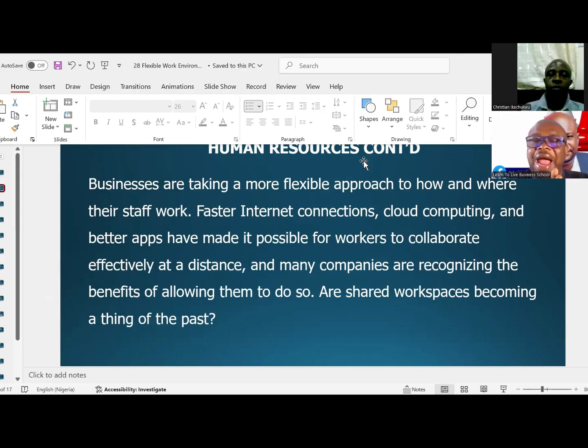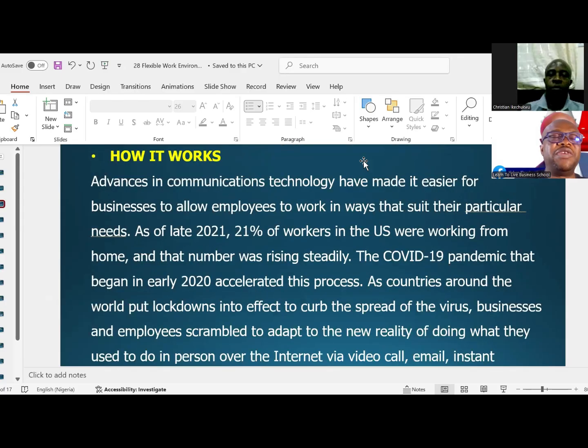Now, are shared workplaces becoming a thing of the past? That's a question you answer yourself, as we flow. Let's move it up. How do flexible workplaces work? Advances in communication technology have made it easier for businesses to allow employees to work in ways that suit their particular needs.